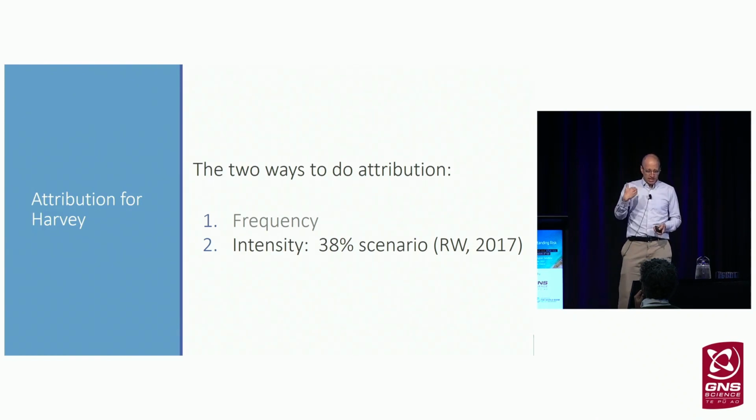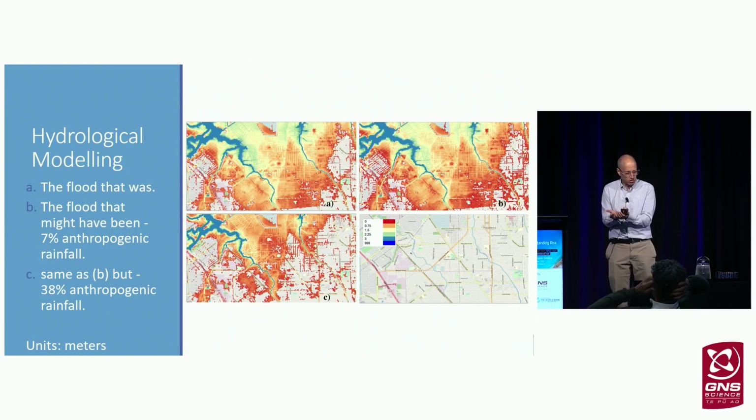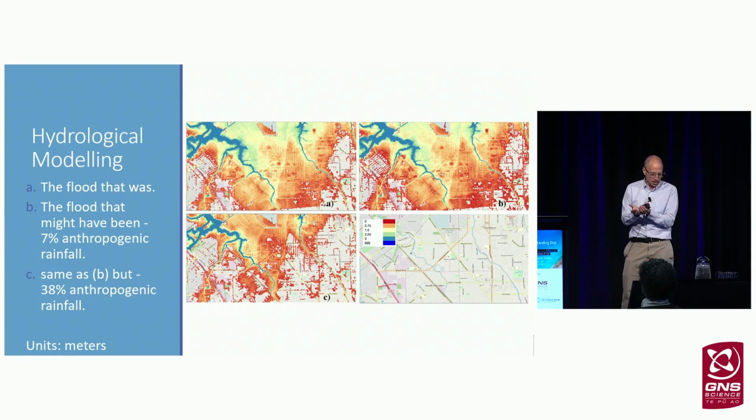Okay? And then we can take that and use hydrological modeling, okay, to look at the flooding that happened in Hurricane Harvey as it actually did. That's the top left. And then subtract some rain from the rainfall that fell on the city of Houston during the hurricane and model what the flooding would have looked like in those sort of counterfactual cases. So here you have maps of two cases.